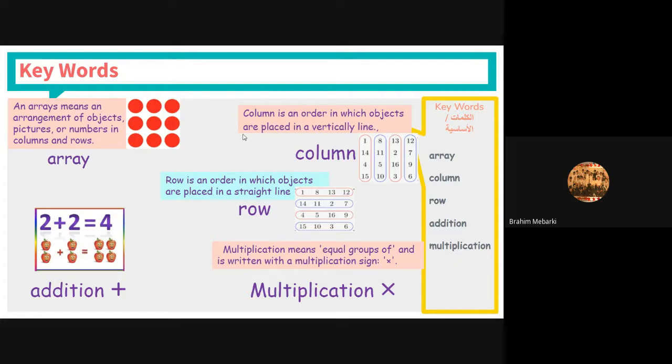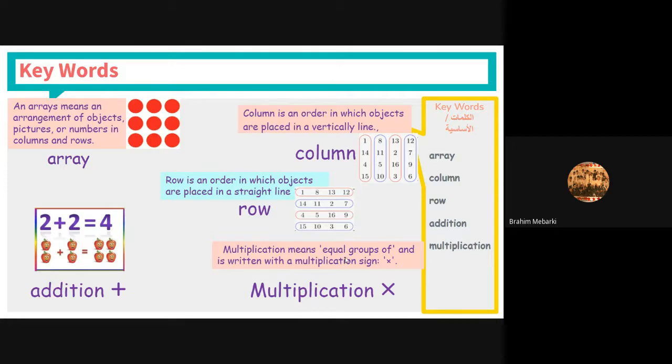A column is an order in which objects are placed in a vertical line. So this is a column. How many columns do we have? 1, 2, 3, 4 columns. A row is an order in which objects are placed in a straight line. So these are arranged horizontally, in a straight line. How many rows do we have here? 1, 2, 3, 4 rows.